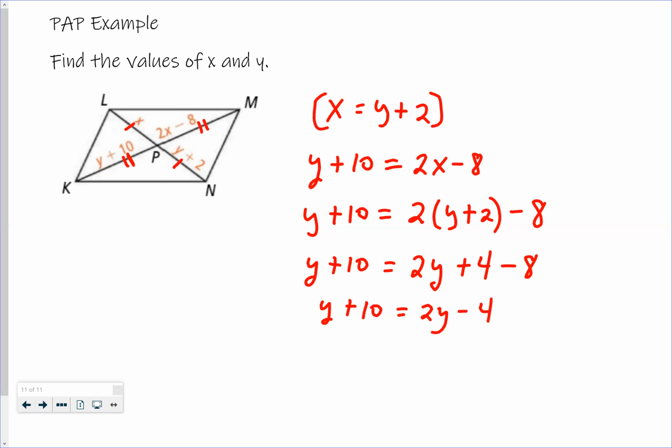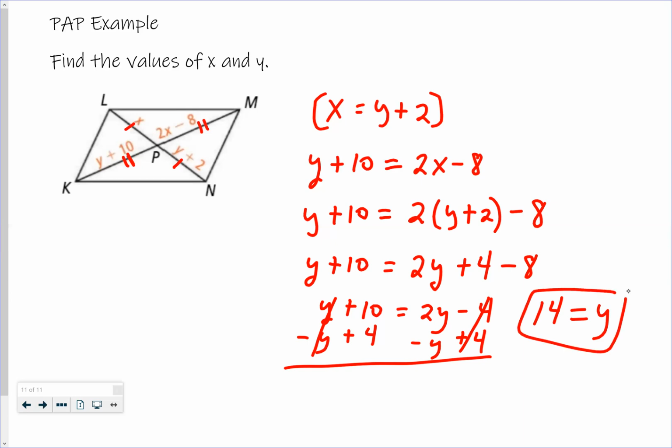I'm going to add 4 on both sides. And I'm also going to move this y over here. So now those will cancel here. These will cancel. And I will get that 14, because 10 plus 4 is 14. And then 2y minus y is just y. So y is 14. And now I'm going to use the fact that I know that y is 14, and I'm going to find x. So x equals, well, it's y plus 2, so y is 14 plus 2. So x is 16.